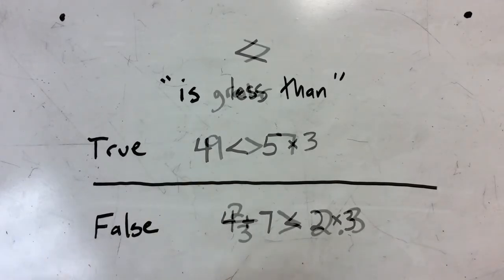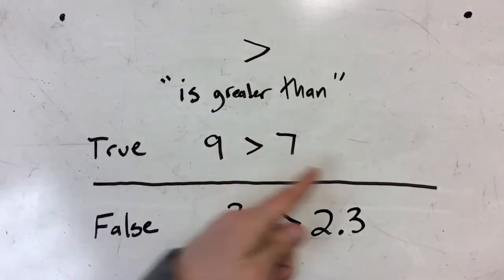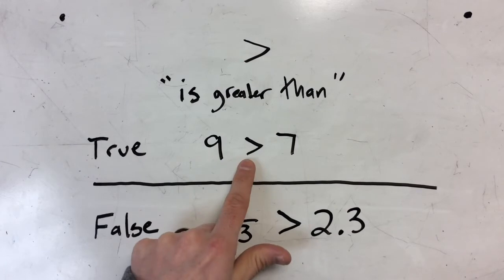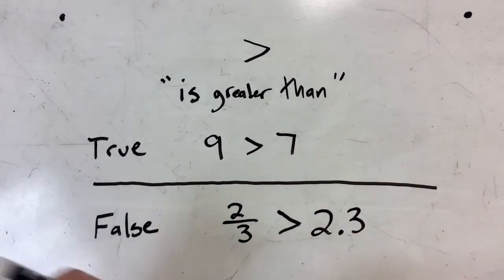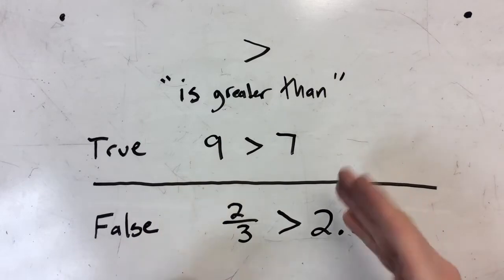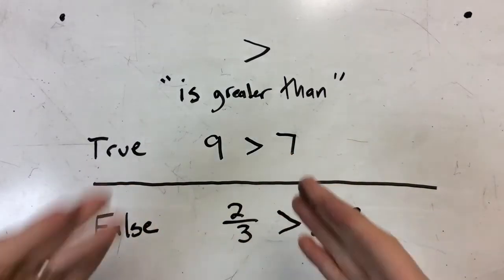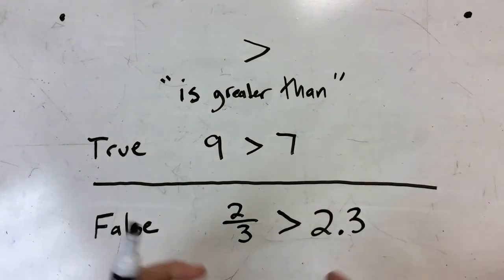Let's look at another example. Again, another symbol you're familiar with. Is greater than. Here's a true sentence. 9 is greater than 7. And here's a false one. 2/3 is greater than 2 3/10. Now, we've looked at three symbols that we know. We're going to introduce two that are new to us and learn what they mean and how to write sentences with them that are both true and false.